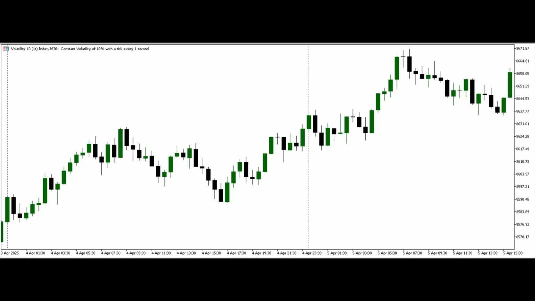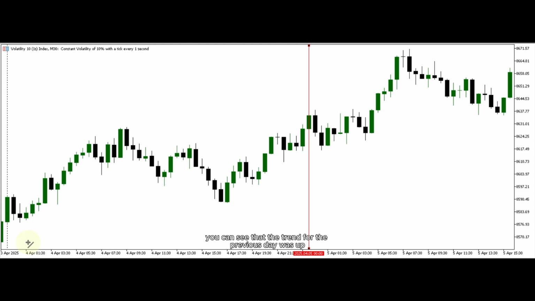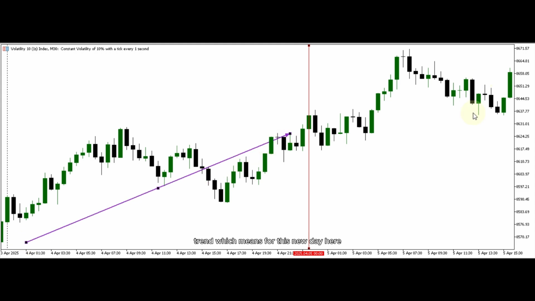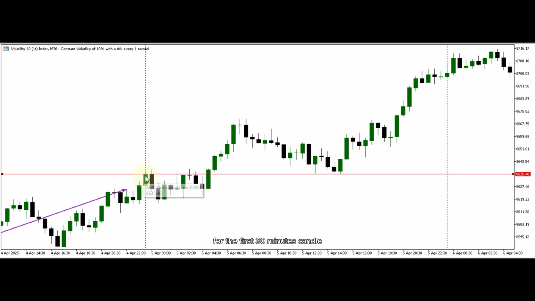For example, in this case, let's identify the first 30 minutes candle for the day, which is this. You can see the first 30 minutes candle for the day, which is on the previous separator. After that, identify the trend for the previous day. You can see that the trend for the previous day was an uptrend, which means for this new day here, we are only looking to place a buy position. Then the next thing, let me delete this vertical line, because I already have the previous separator. Place a horizontal line on the close price of the first 30 minutes candle.